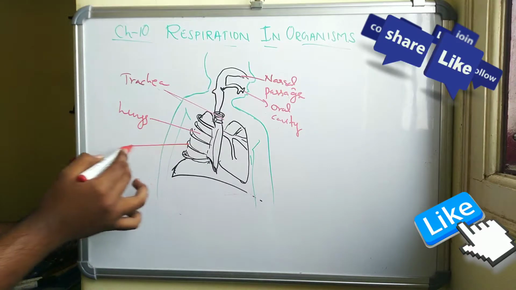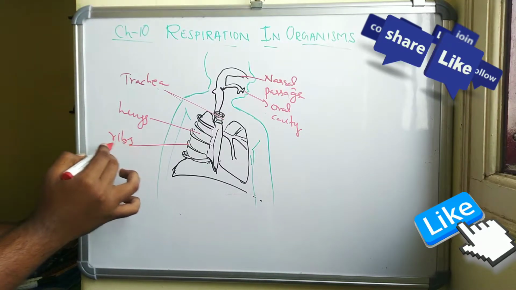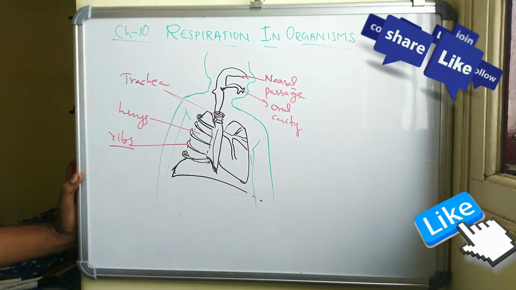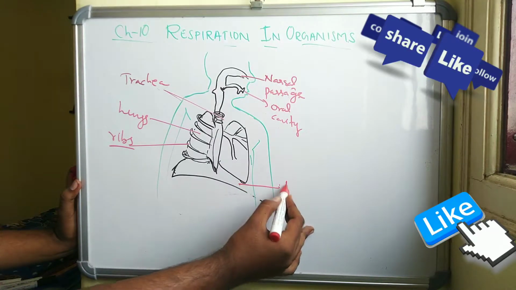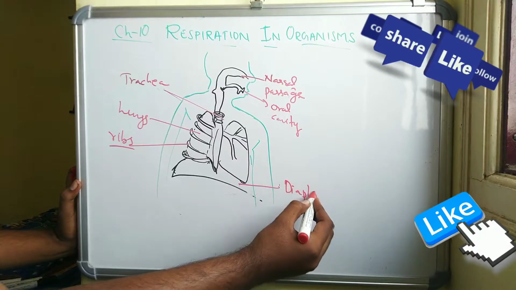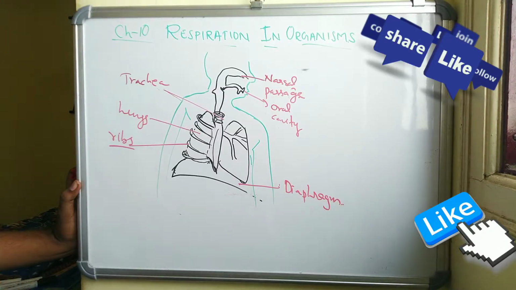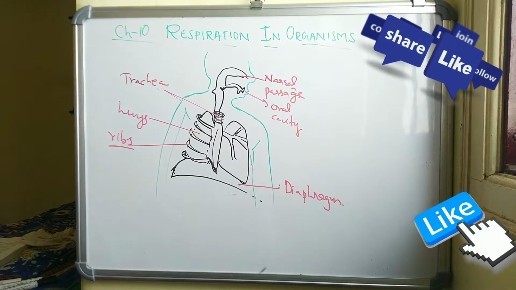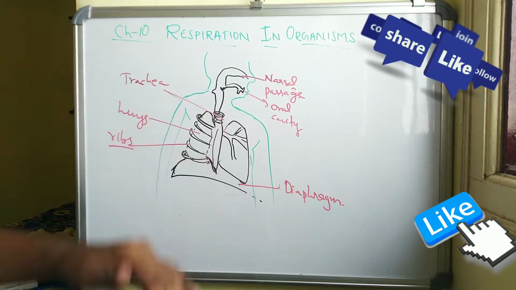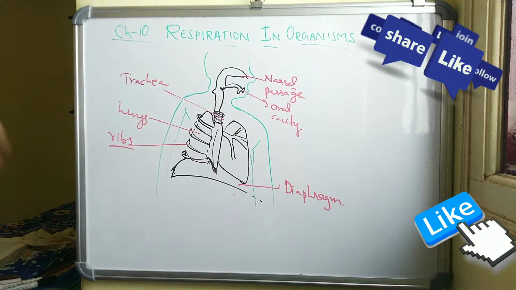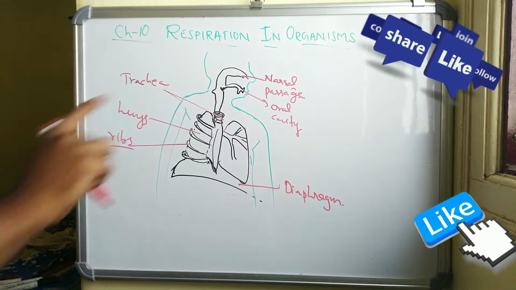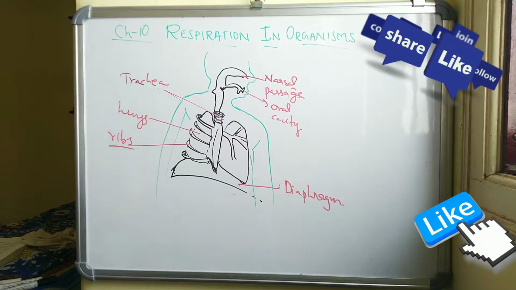The lungs are situated inside the ribs, and the ribs are a protective layer for the lungs. Then the diaphragm, the most important thing, the diaphragm. These are the main parts for the breathing mechanism. So we'll try to analyze the breathing mechanism.